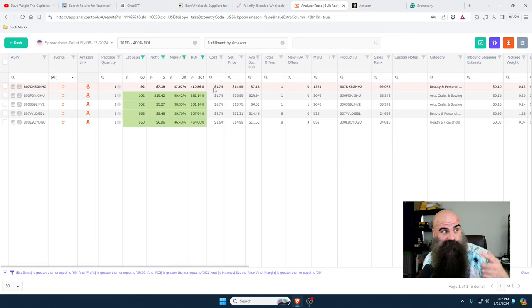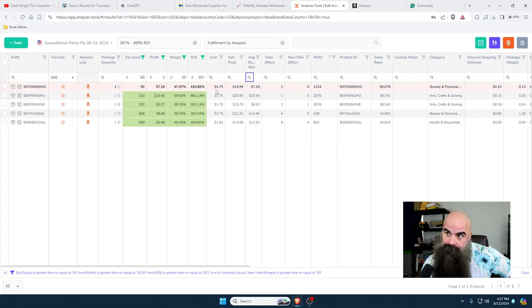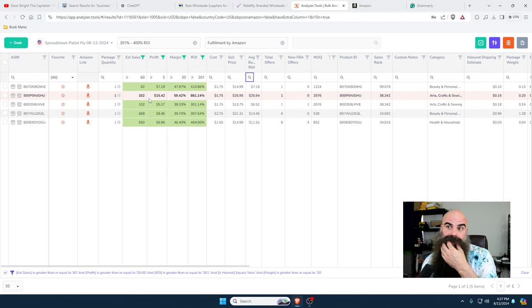So $1.75 is a really cheap price. And I'd be really surprised if this wasn't some sort of bundle that's selling, meaning like it's a bundle of four, five, or six. This currently has a packaging quantity of one here. So it's saying that this is $1.75 selling for $14.99. But the software is already pulling and saying typically this sells for $7.18. So this is like double the price. Because the profit margin is so high, it's 400% return, I'm still going to look into this.